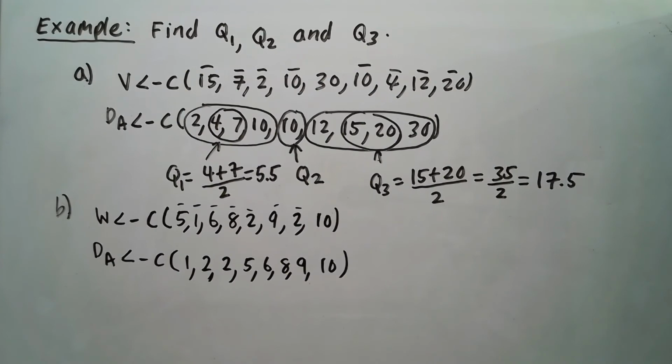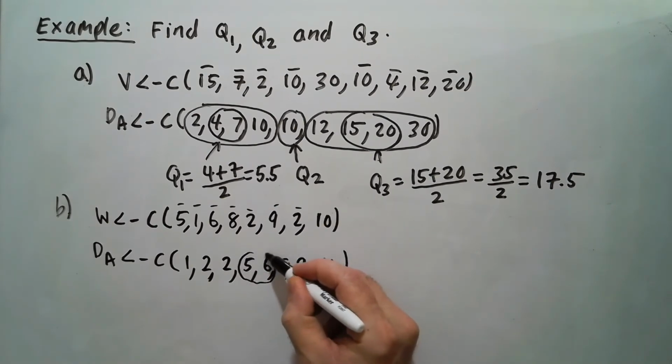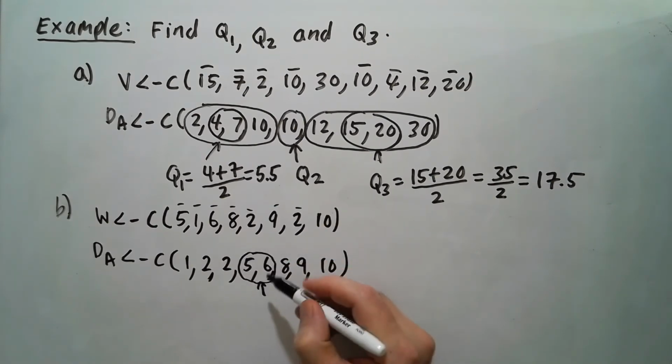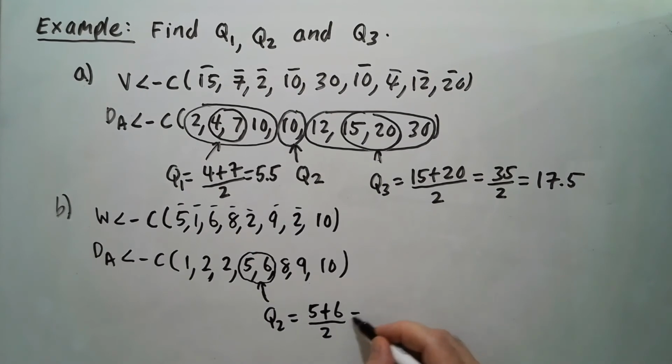Now let's find the median. Let's look for a middle value. Notice here that the 5 and 6 are in the middle position, so it means that Q2, our median, would be 5 plus 6 over 2, which is 11 over 2. If you divide that, it's 5.5. Okay, now let's find Q1 next.